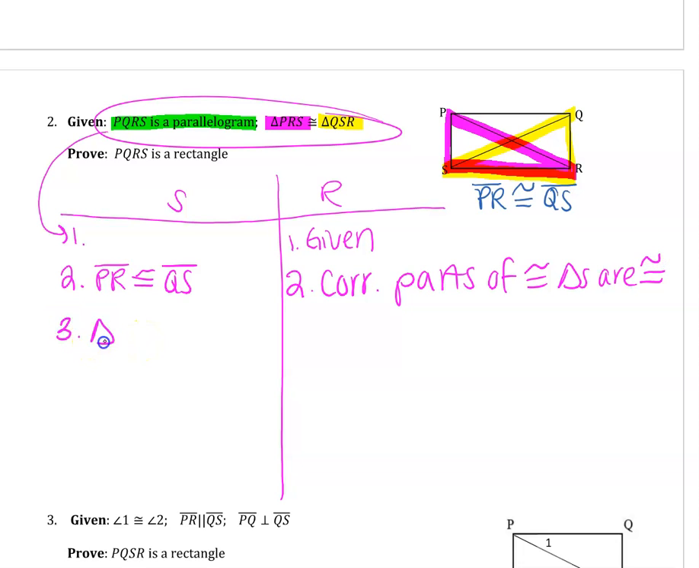Now I can say triangle PRS is congruent to triangle QSR. Oh my goodness, what am I doing? Sorry, I don't know why I just started doing that. I kind of had a moment lapse. That was my given, right? I use that to prove that PR is congruent to QS, and therefore I have a rectangle. My mistake.